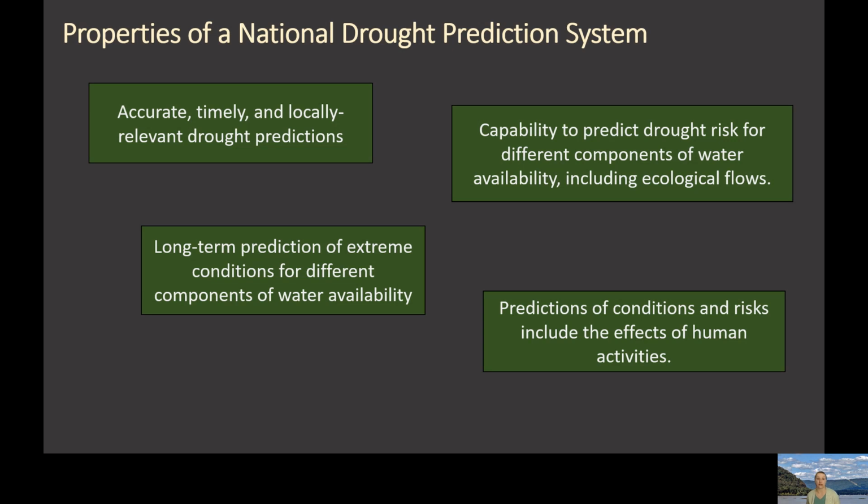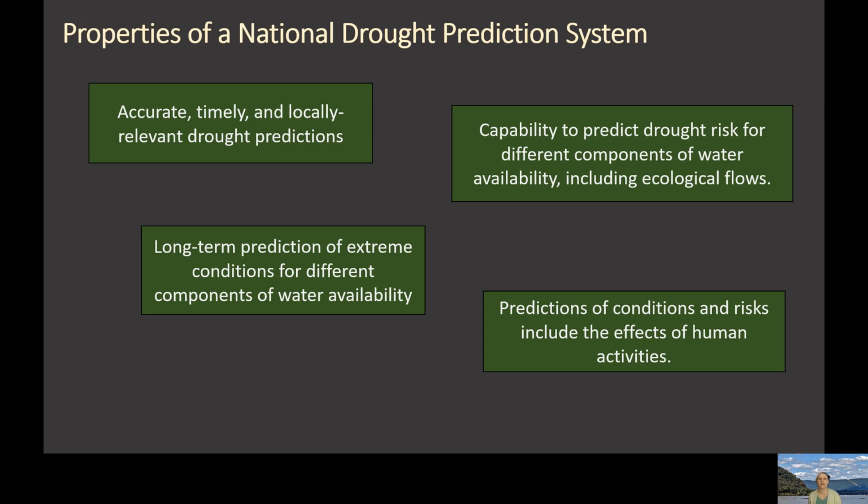Another would be long-term prediction of extreme conditions for different components of water availability. Now, I know the focus of today is on streamflow, but of course we want to account for different components of water availability like groundwater, soil moisture, and other particular aspects of water availability.